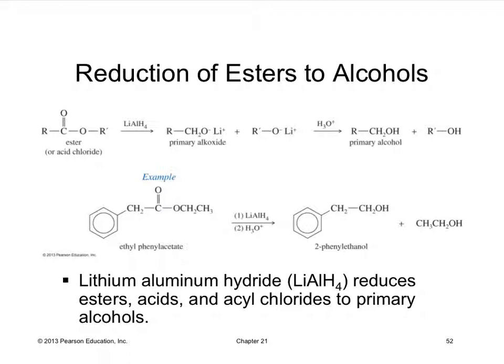Esters can be reduced in the presence of lithium aluminum hydride, generating the primary alkoxide from one side and then the other side, and then in protonated water generating the alcohols. So here you're going to get two alcohols, from this half and then the other half shown here.